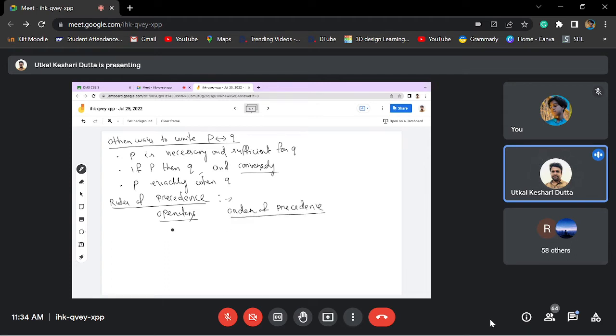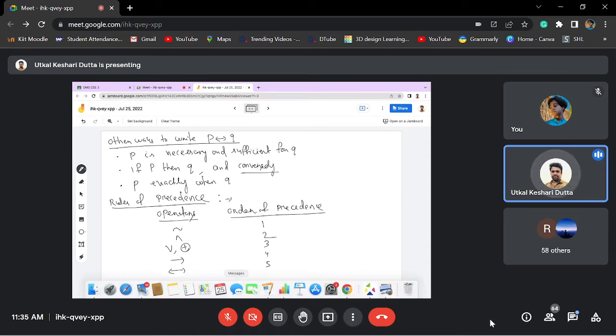We have studied the operator negation. When negation is there in any compound statement, you have to simplify negation first. Then if conjunction is there, after simplifying negation, come to conjunction. If there is inclusive or exclusive or, you can take any one, that is the order of precedence 3. Then come to conditional. Then come to biconditional.